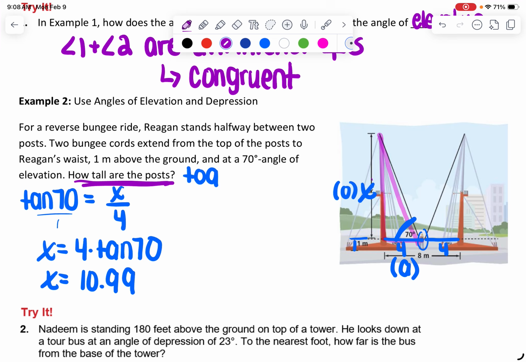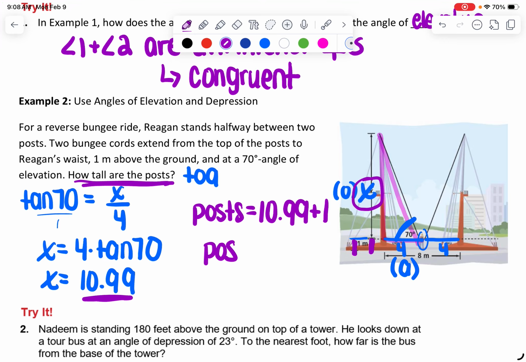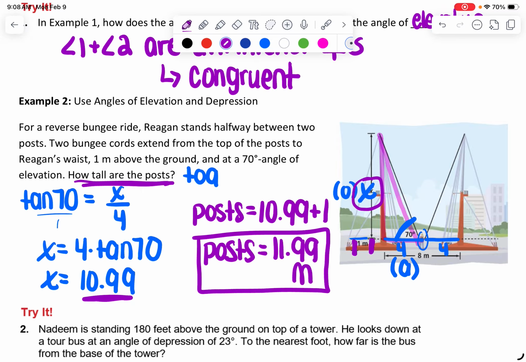So right now, I know this part right here is 10.99, but the posts go all the way to the ground. So we have to include this 1 meter here. So the posts would be 10.99 plus 1. Okay, and so you would get the posts would be 11.99 meters. Make sure you have units because this is an application problem. Okay, so that's it.